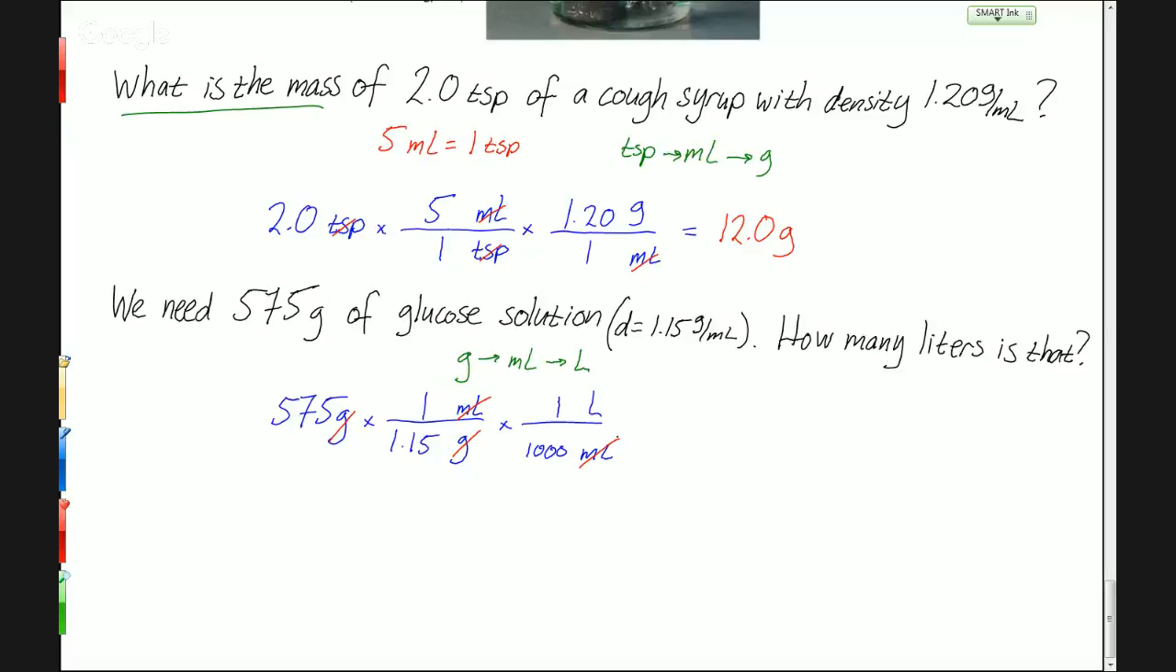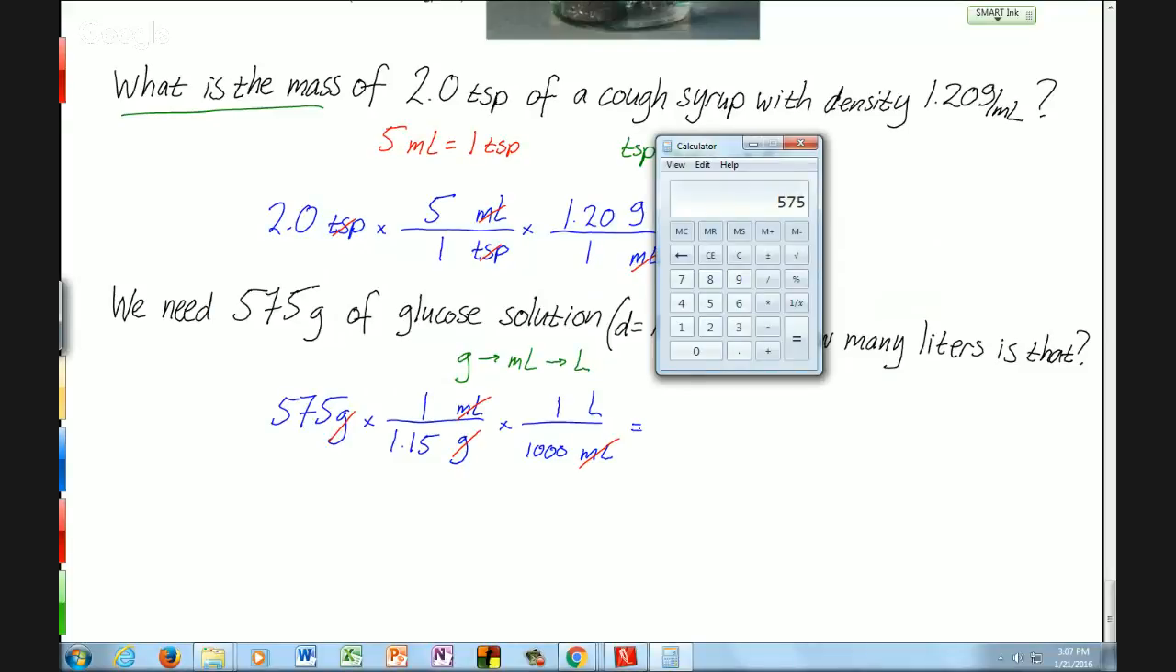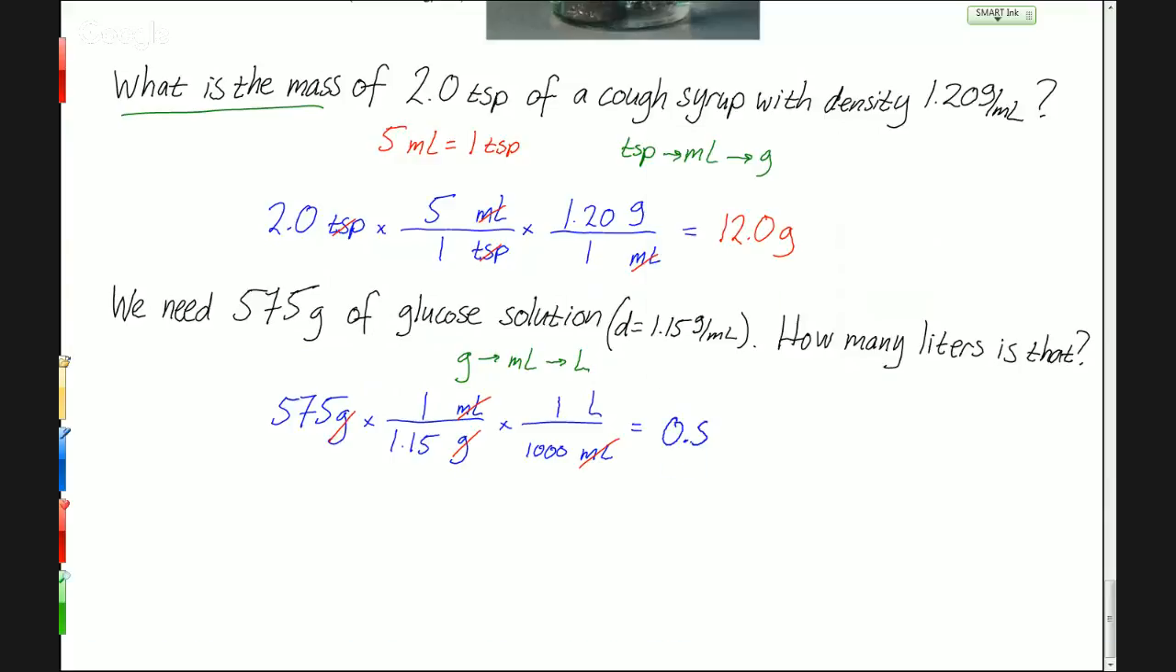So we evaluate that. 575. Now the top is all ones, so we don't need to do that. We divide by the bottom, 1.15, and divided by 1,000, and get 0.5. We'll stick with 3 significant digits here, 0.500 liters. Sound good?